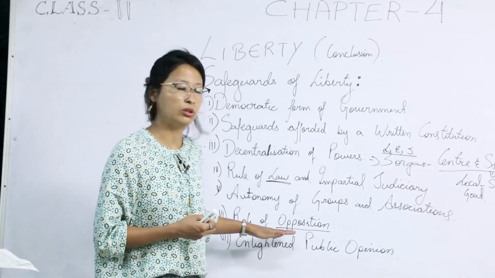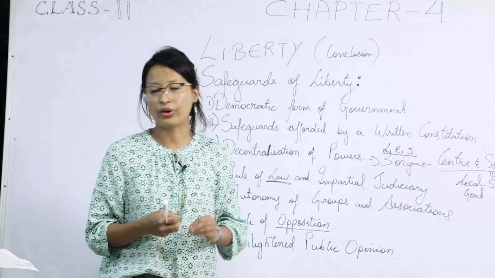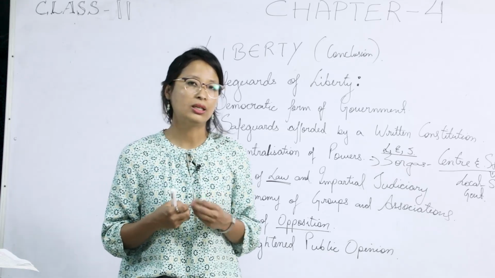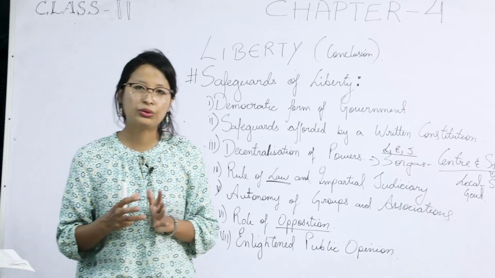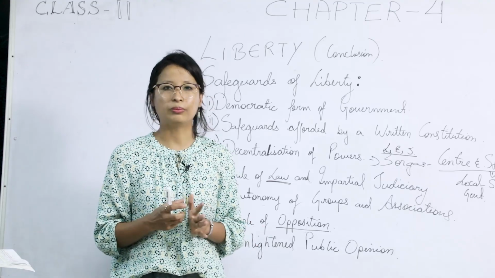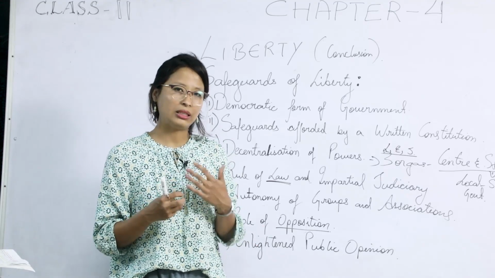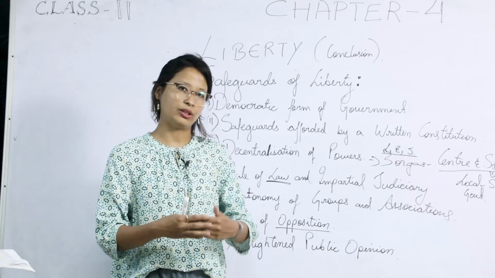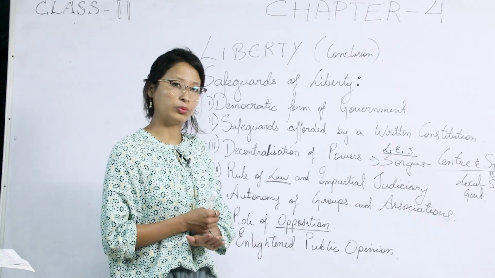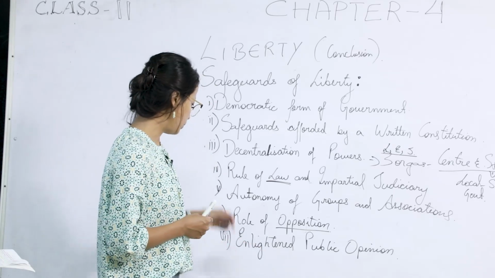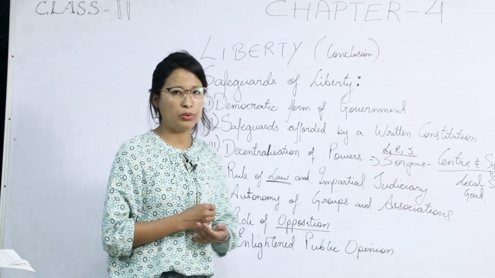That's the reason why the role of opposition is very important, especially in a democratic setup. Now, it is also the opposition and the political parties which act as a link between the people and the government. That is another important point under the role of opposition. Now, the last point we have is enlightened public opinion.